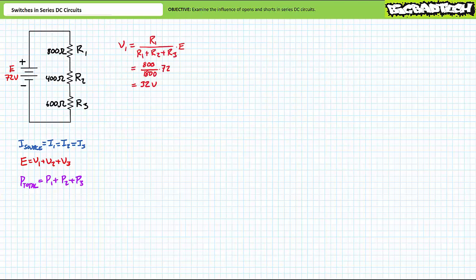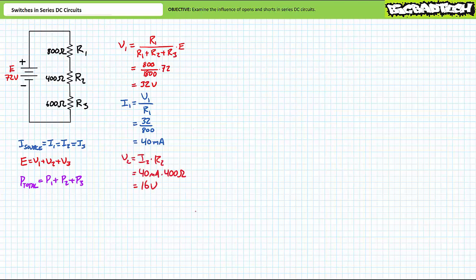An application of the voltage divider rule demonstrates the voltage drop across resistor 1 to be 32 volts. An application of Ohm's law demonstrates current through resistor 1 will be 40 milliamperes. Current through elements in series is the same. I source equals I1, which equals I2, which equals I3, and they all equal 40 milliamperes.